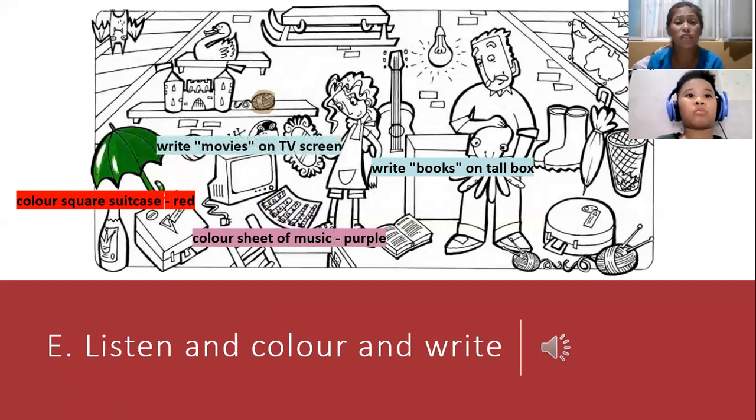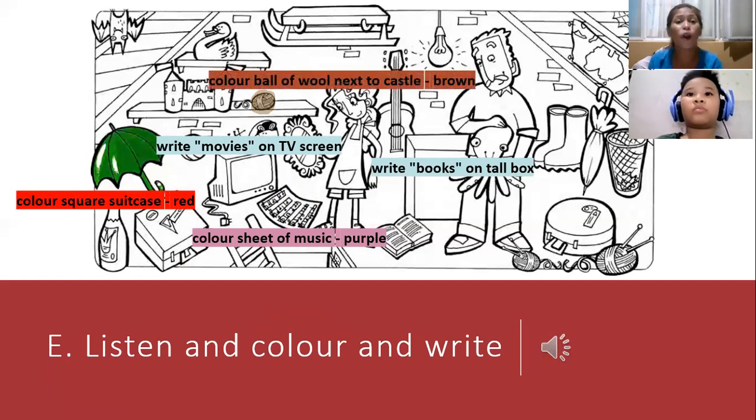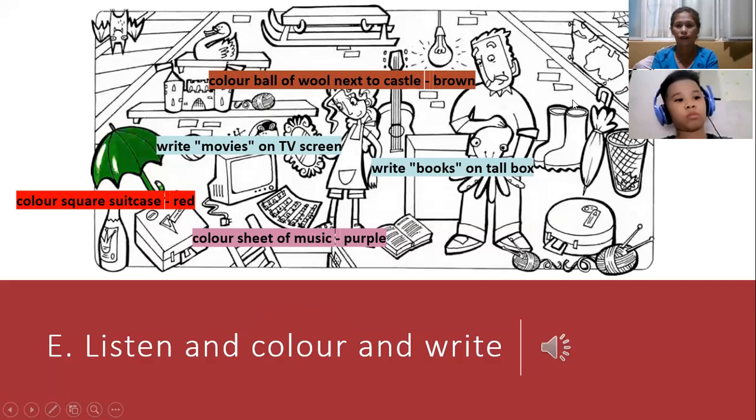Write movies on the TV screen. So there should be the word movies here on the screen. There should be. Okay. Yes. Color the ball of wool next to the castle brown. Correct. That's it. Yes, that's correct.